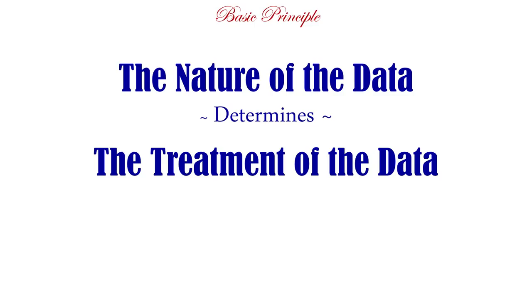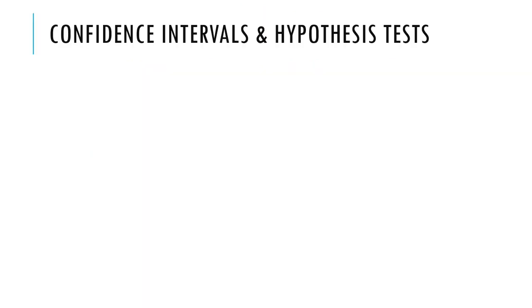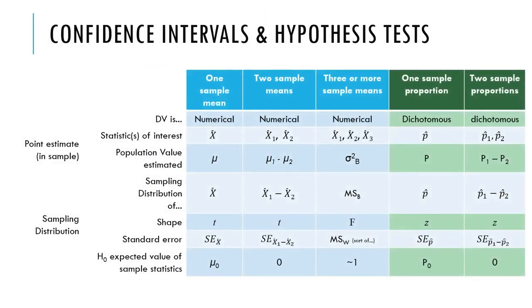So let's remember the basic principle that the nature of the data always determines the appropriate treatment of the data. Of course, you can treat data very badly if you want to, but you shouldn't. That's not nice. What did the data ever do to you? So for confidence intervals and hypothesis tests, we can categorize and make a big table out of all the stuff we've done so far, just some information about each one. You don't need to write down this table.